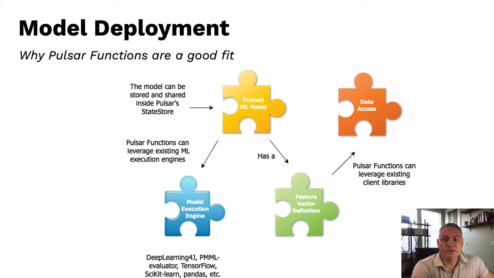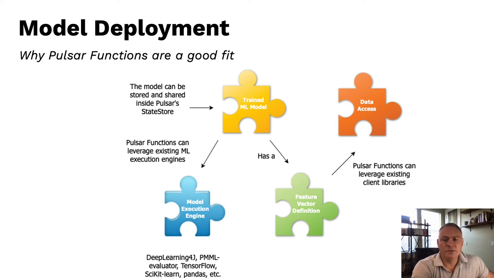Now, since Pulsar functions allow the inclusion of any third-party library, we can use any number of machine learning runtime environments based on the programming language of choice. Again, this allows us to support the widest variety of programming languages, toolkits, and model types based on our particular use case. As shown here, Deeplearning4j, TensorFlow, pandas-based Python libraries, etc., can all be supported by Pulsar functions.